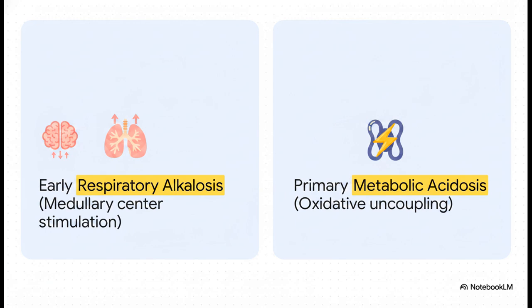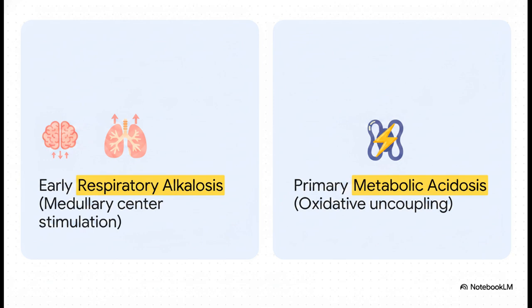Now, salicylates create a seriously treacherous mixed derangement through 2 distinct pathophysiological hits. First off, they directly cross the blood-brain barrier and stimulate the medullary respiratory center. This drives hyperventilation, right? You're blowing off CO2, which causes an early primary respiratory alkalosis.